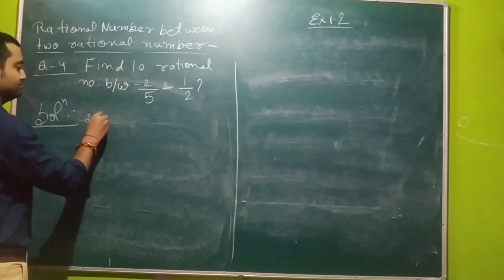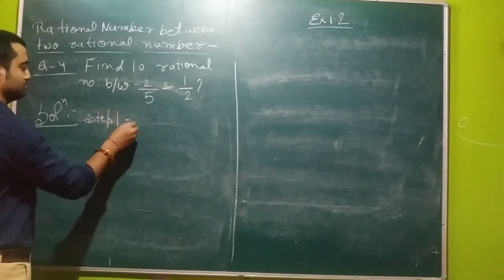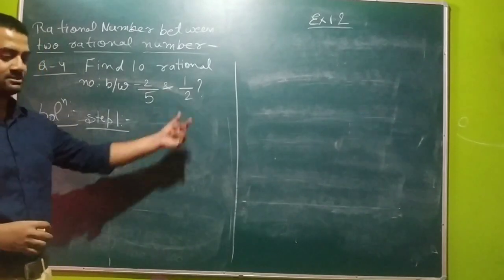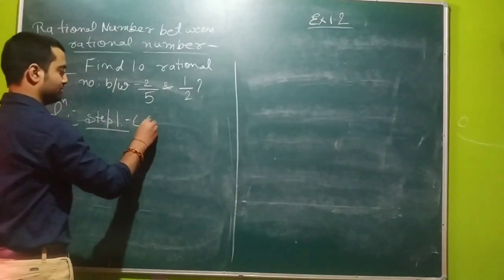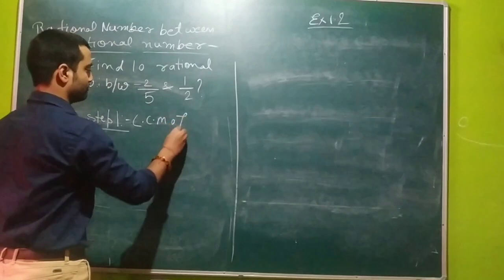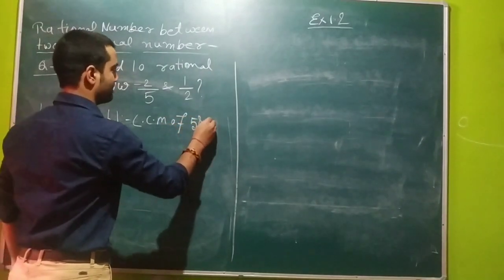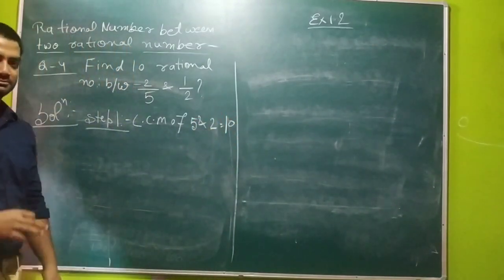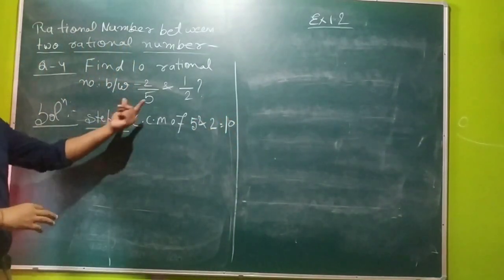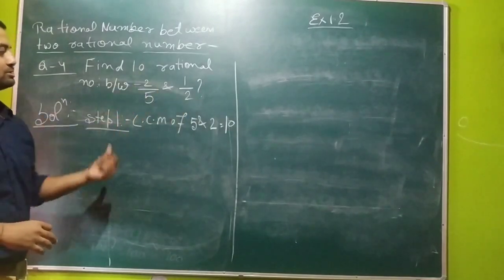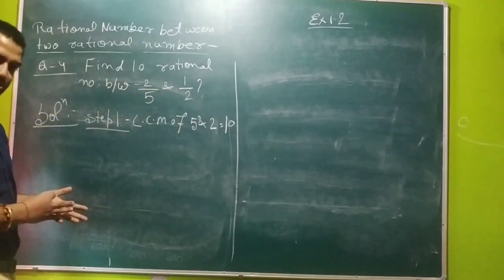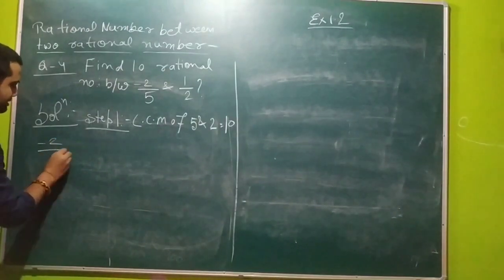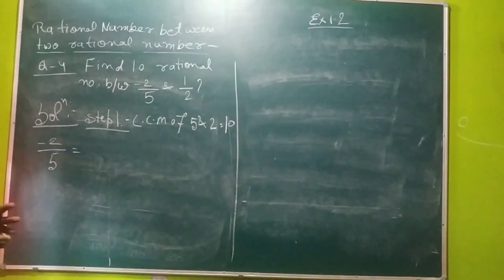First step is to take the LCM of the denominators. That is the LCM of 5 and 2, which is 10. Now, we have to convert each of the rational numbers to denominator 10. So minus 2 by 5, how can it be converted into a rational number having denominator 10?